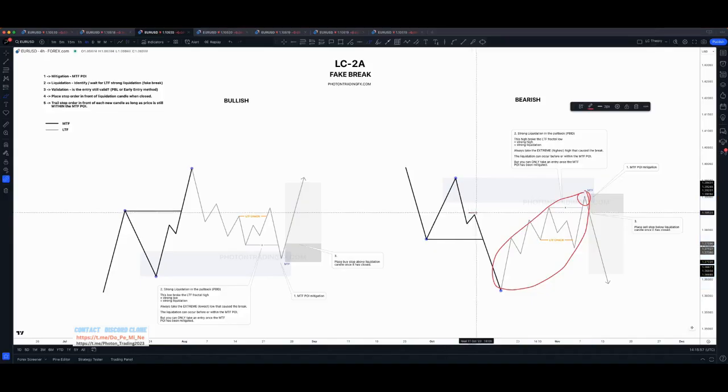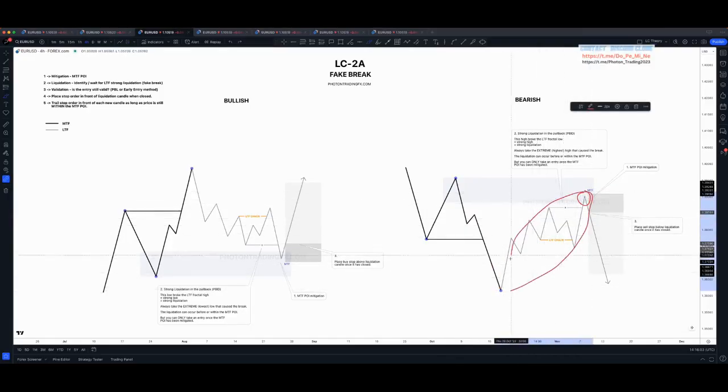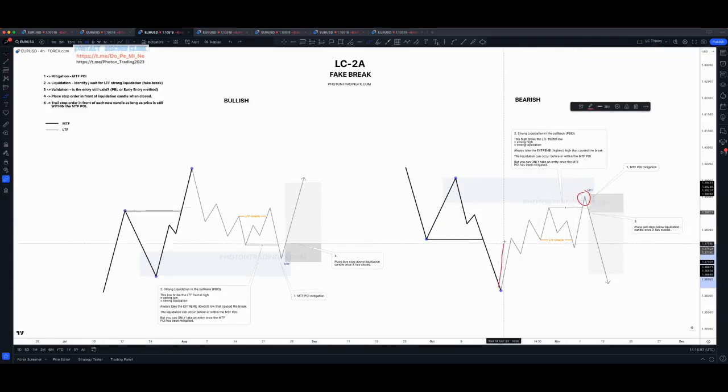We're not looking for any highs over here. That's not part of this entry model. That's not what we're interested in. We are only interested in what forms in the pullback. Okay. Has there been a strong liquidation? Well, let's look at the fractal structures. Higher highs, higher lows, higher highs.